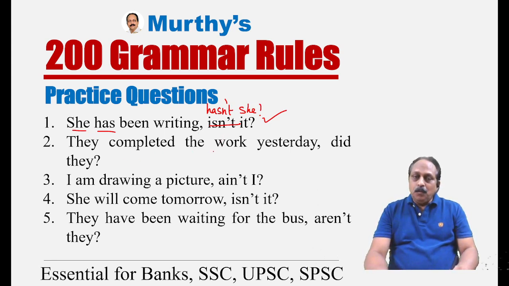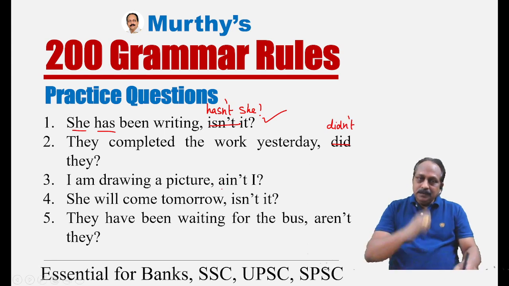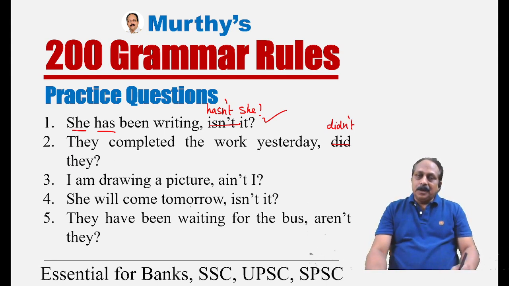They completed the work yesterday. Which tense is this? Past tense. And it is an affirmative. If the sentence is in affirmative, in the question tag, we have to use the word not. Here, the appropriate helping verb is did. Did plus not, didn't. So, didn't they? Then it is correct.